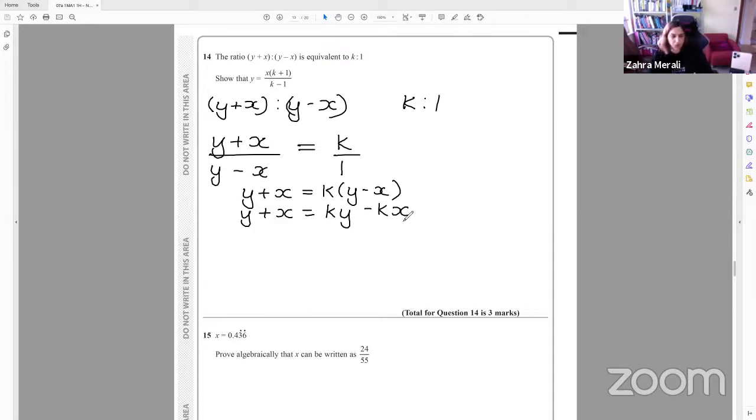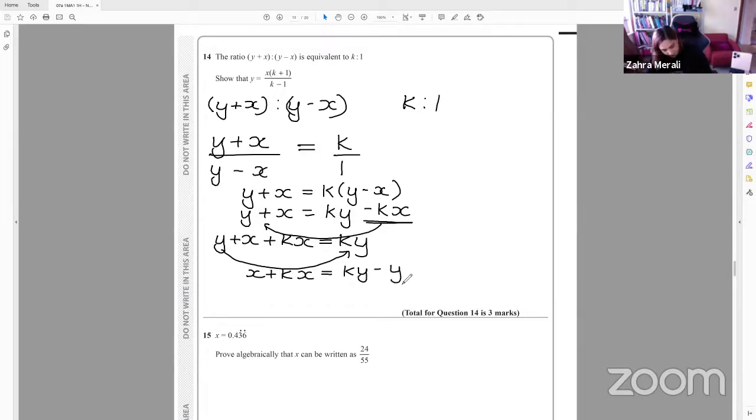What I'm going to do is change that negative into a positive. So I'm going to put all my y's onto one side and all my x's onto the other side. That's the aim. So that's going to become y plus x plus kx equals ky. And then I'm going to move the y onto this side. So I get x plus kx equals ky minus y.